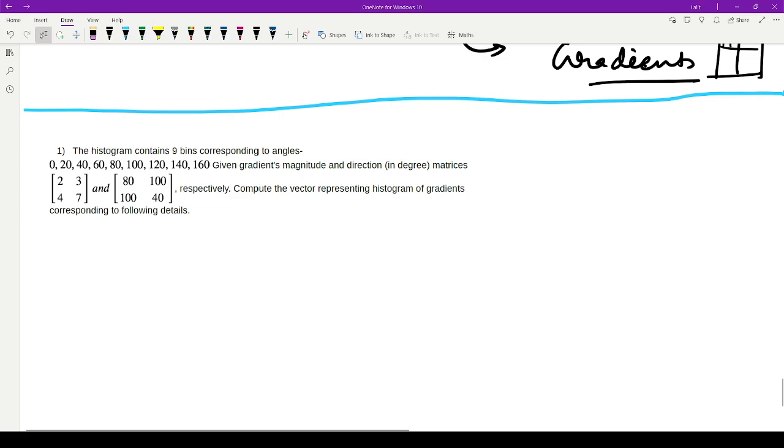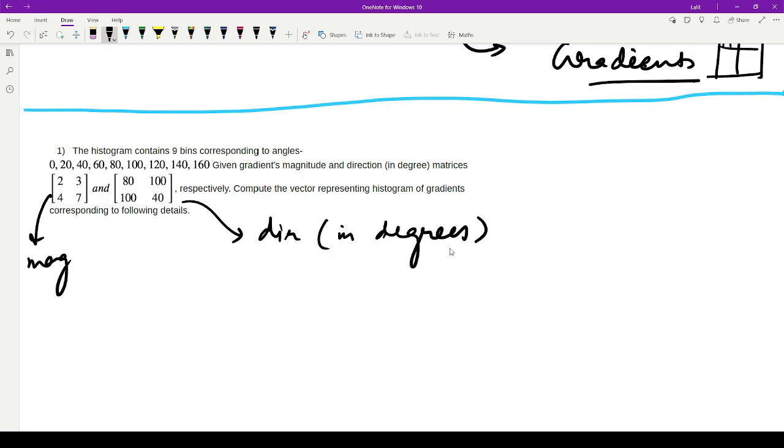Okay, so this is my first question for today. You're given a histogram that contains 9 bins corresponding to angles 0, 20, 40, 60, 80, 100 to 160. Given gradient magnitude and direction. So this is the magnitude out there, and this is the direction in degrees. Compute the vector representing histogram of gradients corresponding to the following details.